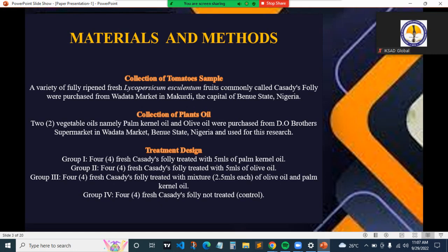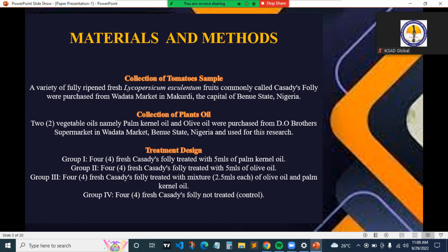So the materials and method, what we did, we went around to the major markets in Benue State, and we acquired fresh ripe tomato. And the oil we used, we purchased from Wadata Market and others in Benue State. We purchased two vegetable oils, namely palm kernel and olive oil, from a supermarket in Benue State. And why we used the oil was because the oil can easily be processed by the farmers.